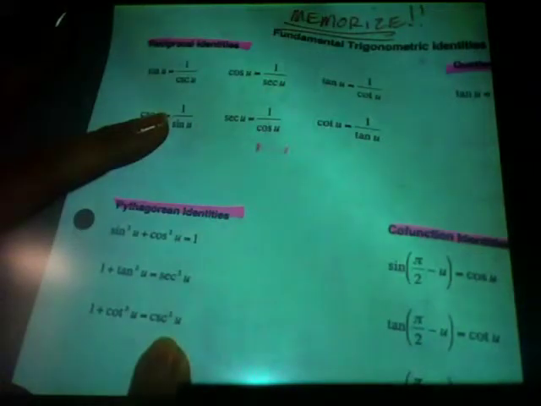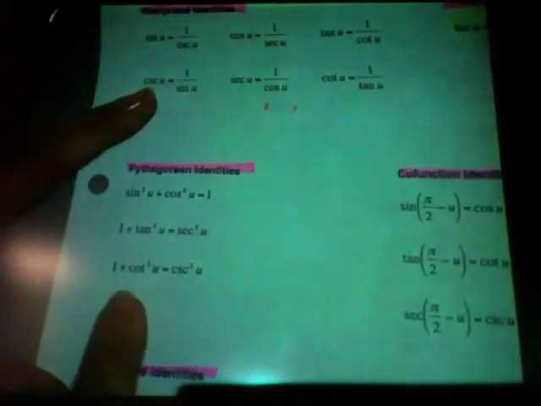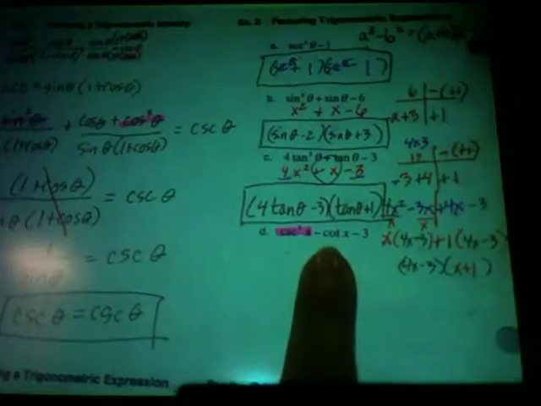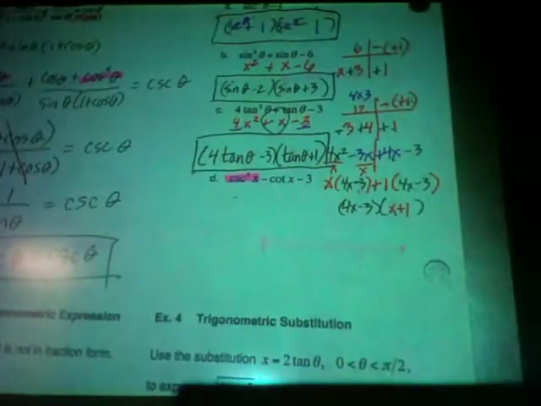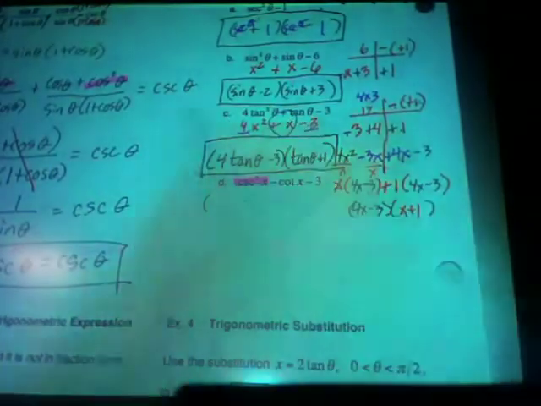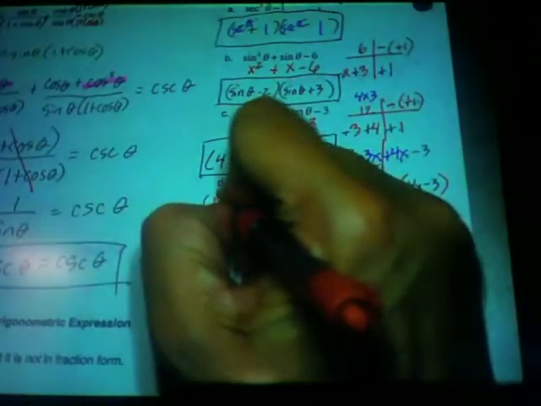Oh, cosecant squared. I can do some replacement, right? So cosecant squared, and the reason why I like that is because what does cosecant squared equal here? 1 plus cotangent squared. What's the other thing I had here? Cotangent. So I'm going to take the 1 plus the cotangent squared, and I'm going to replace cosecant squared with that. So this becomes 1 plus cotangent squared x minus cotangent of x minus 3.